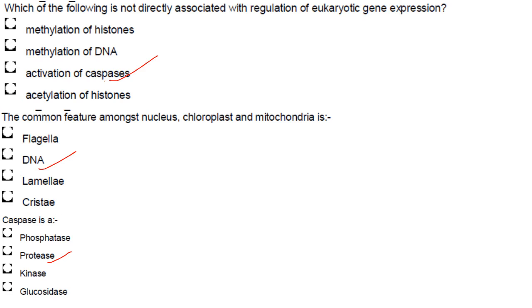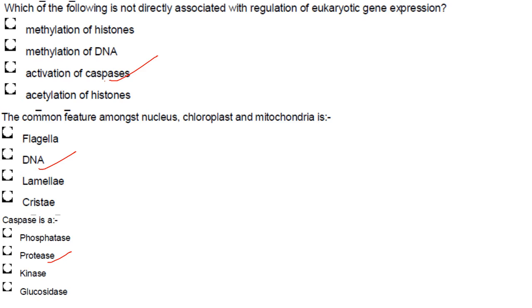Then activation of caspases, that will be the answer. So which of the following is not directly associated with regulation of eukaryotic gene expression is activation of caspases. They are involved with apoptotic pathways.